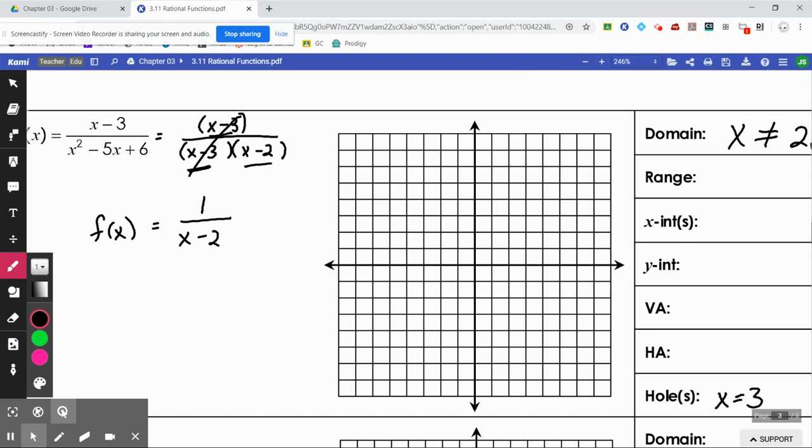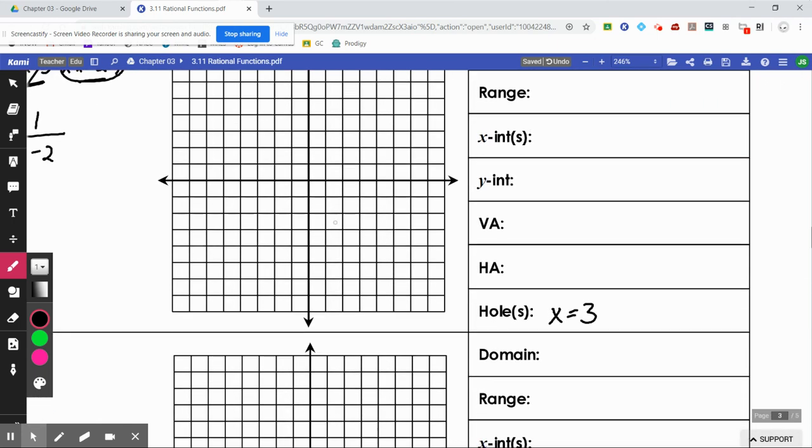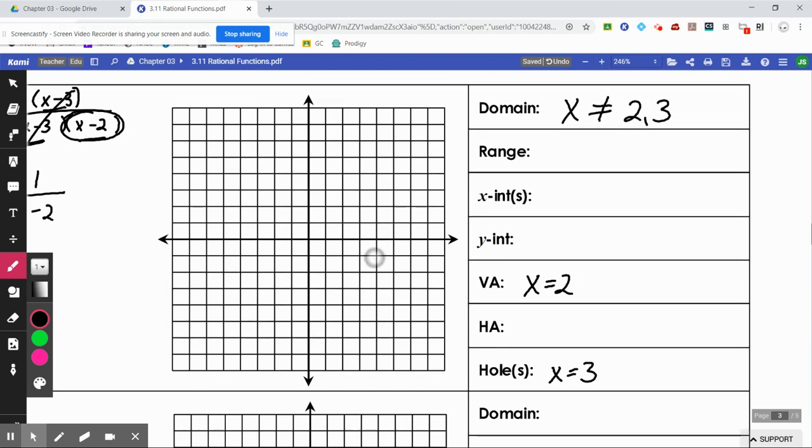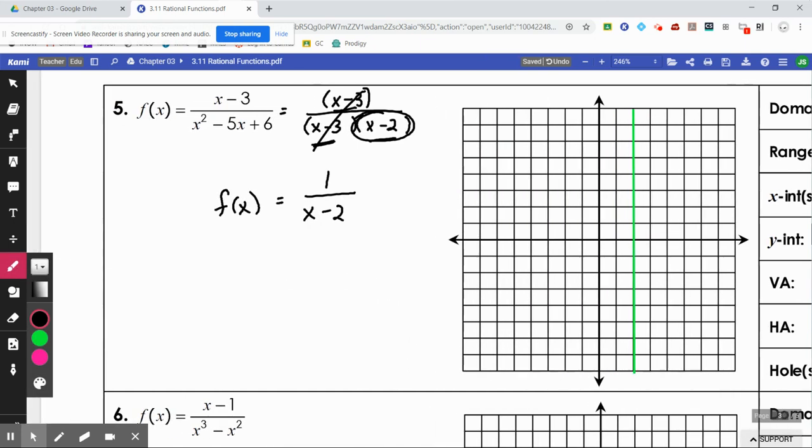Okay, the other point of discontinuity, the x minus 2, since x minus 2 is not a factor of top and bottom, then you will have a vertical asymptote at that discontinuity. So at x equals 2, you will have a vertical asymptote. So let's go ahead and graph that. And there you see it. Let's go ahead and find our x and y intercepts.